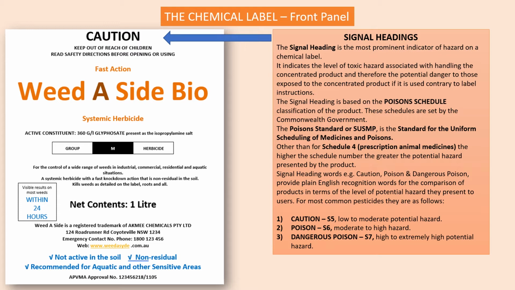Signal heading words such as caution, poison, and dangerous poison provide plain English recognition words for the comparison of products in terms of the level of potential hazard they present to the users. For most common pesticides, they are as follows. Caution, or Schedule 5, are low to moderate potential hazards. Poison, or Schedule 6, present a moderate to high hazard. And dangerous poison, or Schedule 7, present a high to extremely high potential hazard.